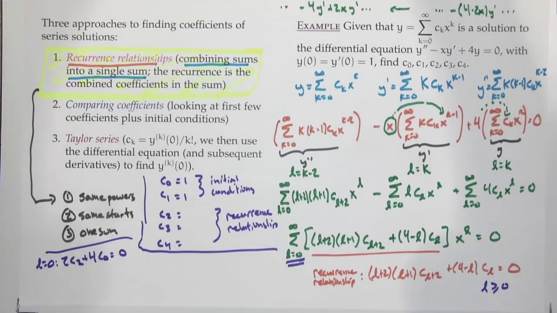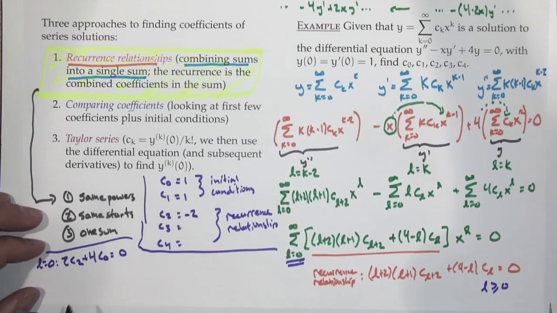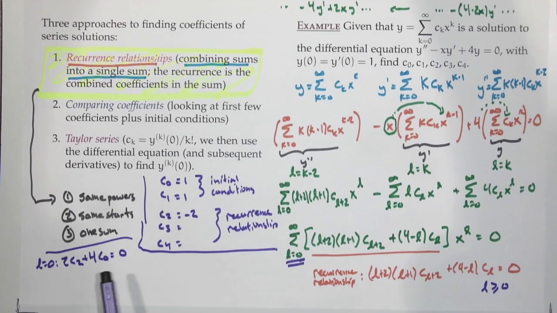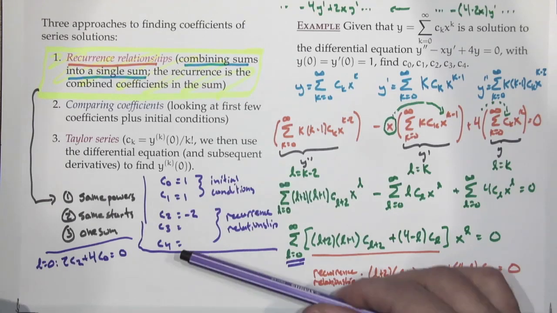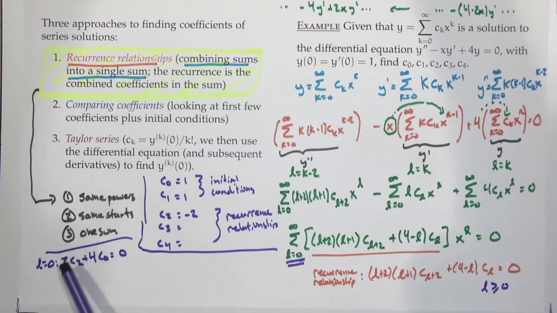Do we know what C0 is? It's 1. So 2C2 plus 4 equals 0. What does that say about C2? So C2 is negative 2. Using what we know. So the idea of recurrence says you use previous knowledge to help you find the current one. So for example, for C2, we use C0.